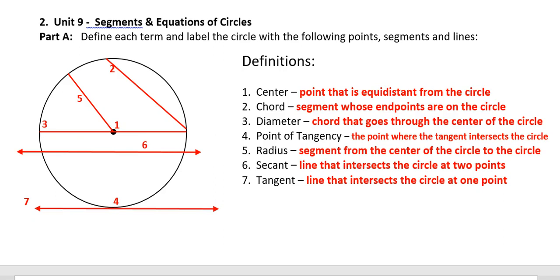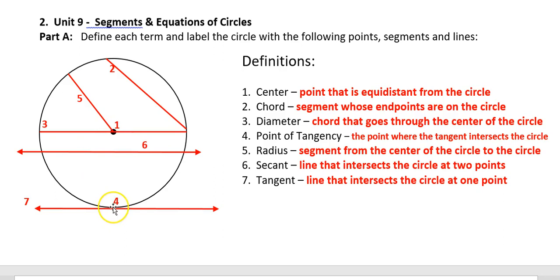So the first one's our center, and our center is right here. It's number 1. The definition of a center is a point that's equidistant from the circle. Then we have a chord, and I labeled it number 2. Remember that a chord is a segment whose endpoints are on the circle. It's right here. That's our chord number 2. Diameter is a chord that goes through the center of the circle. Again, its endpoints are on the circle, but it goes through the center of the circle.